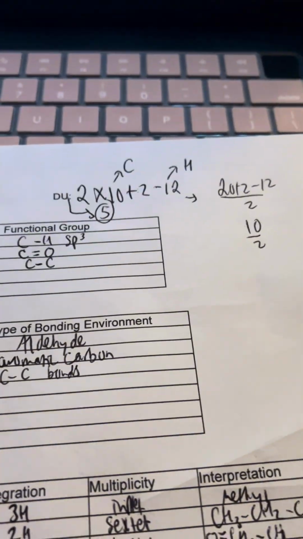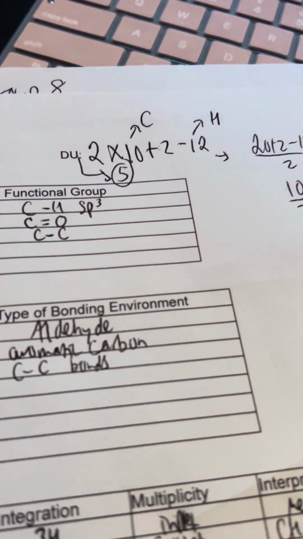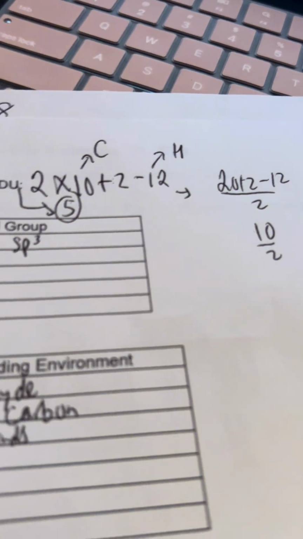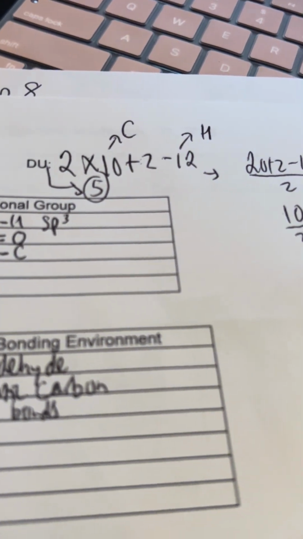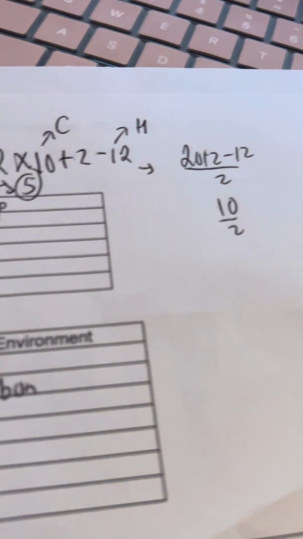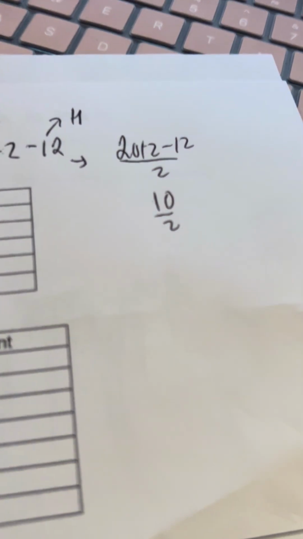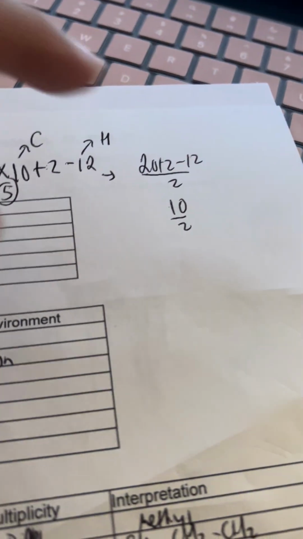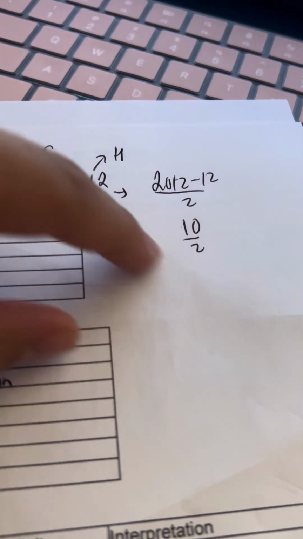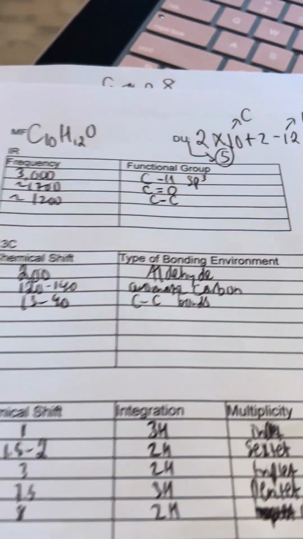And to determine the DU, I was able to determine that I had the 10 hydrogens. I'm sorry, the 12 hydrogens, the 10 carbons, and I was able to do 2 times 10, which gave me my 20. Subtract that from my 12, which is going to be 22. Sorry, I just realized that. I kind of do math in my head, so that should be 22 minus 12. And 10 over 2 gives me my 5.